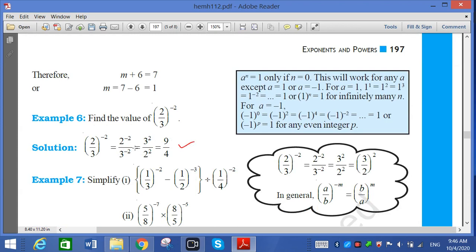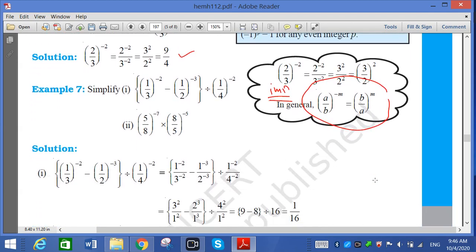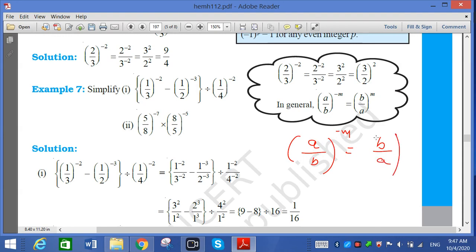So always remember, here I think it is the 5th, 6th and 7th important rule. The 7th important rule, when a negative power is there, always remember a upon b the power minus m. If I want to remove this negative sign, I have to write b upon a the power m. So that way we can get the correct answer.